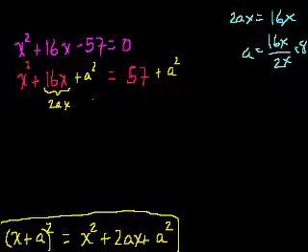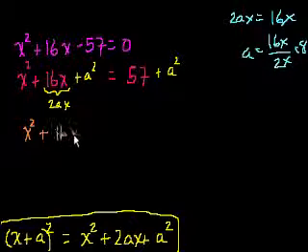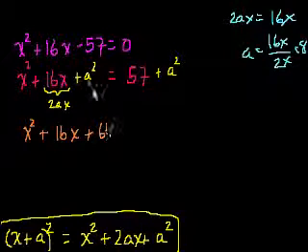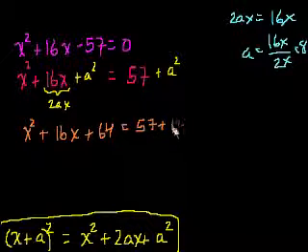So if a is 8, we could rewrite that expression. I'll switch colors arbitrarily: x squared plus 16x plus a squared, well, 64, because a is 8, is equal to 57 plus 64.